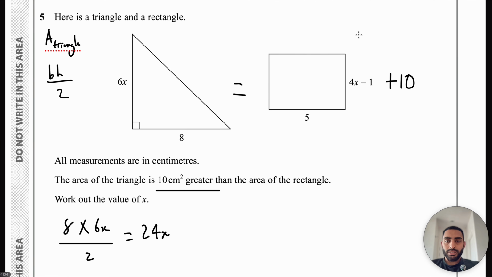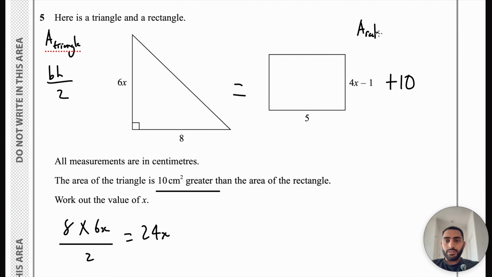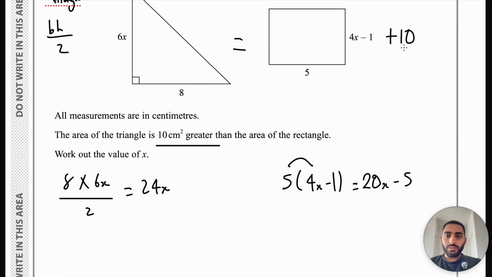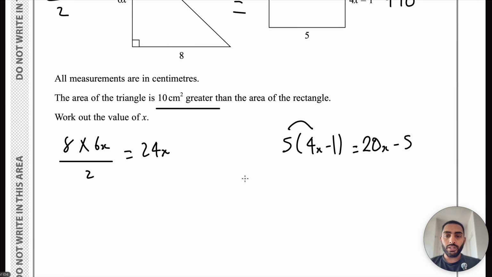For the area of the rectangle, all we do is the base times the height. So we're doing 5 multiplied by 4x minus 1. So we've got brackets, we're going to multiply everything outside the bracket by everything inside. 5 multiplied by 4x, 5 times 4 is 20, so that's 20x. 5 multiplied by negative 1 is negative 5. So the area of the rectangle is 20x minus 5, but if I add on 10 to that, it's equal to 24x. So let's create an equation with that.